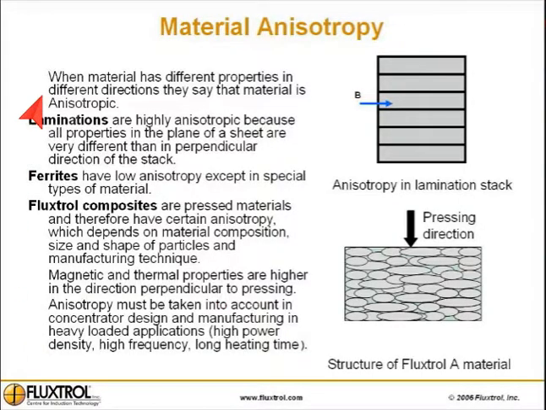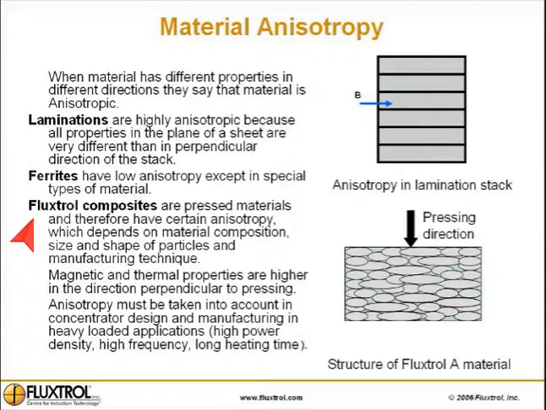Material anisotropy. When a material has different properties in different directions, we say that the material is anisotropic. Laminations are highly anisotropic because all properties in the plane of a sheet are very different than in the perpendicular direction of the stack. Ferrites have low anisotropy, except in special types of material.